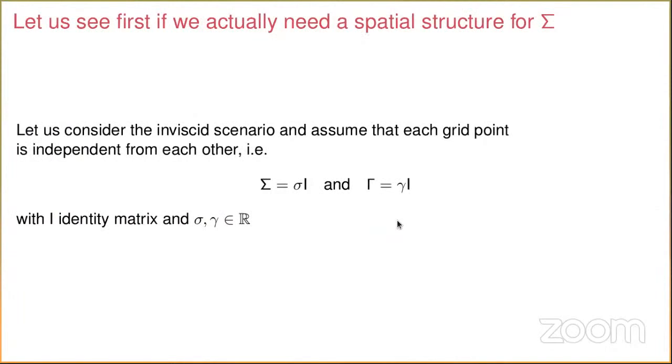Okay, this is all nice, but there is still one easier option, which is to assume that each grid point behaves like an independent, identically distributed random variable. And this simplifies my modeling assumption a lot, because in that case, I can only use a scalar times the identity matrix. I'm going to show you results when I consider the inviscid scenario.